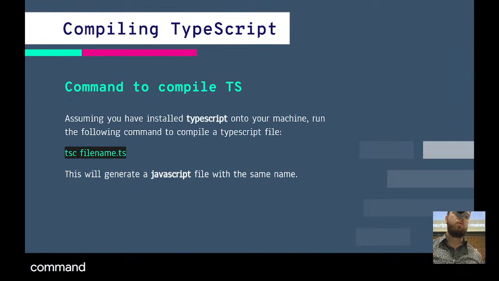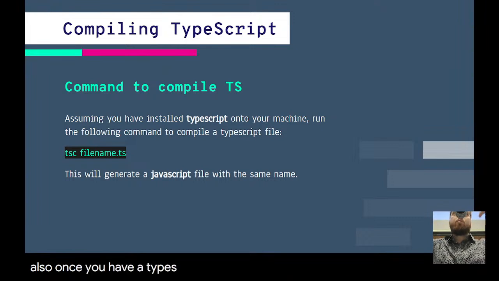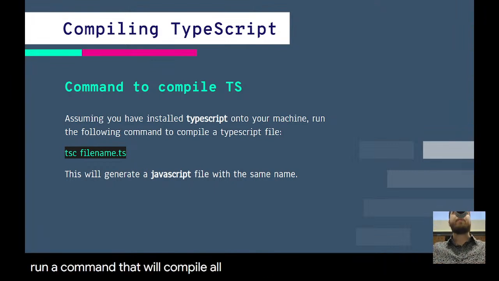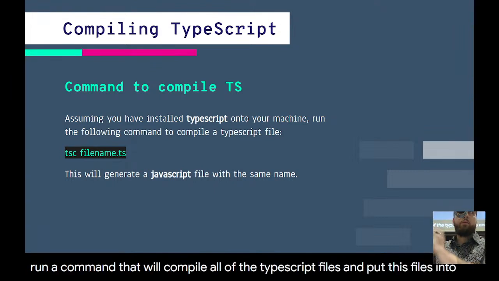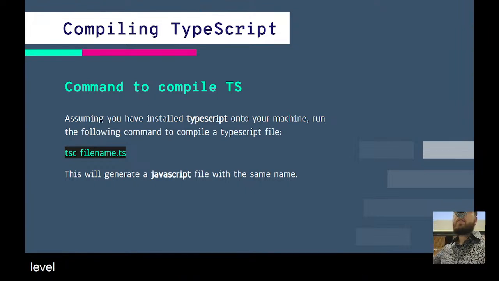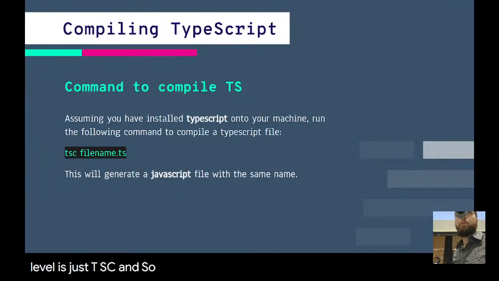So the command to compile TypeScript is tsc, which is, I guess, their reserved keyword, and then the file name, and that will compile that file. Once you have a TypeScript project set up, I believe you can also run a command that will compile all of the TypeScript files and put those files into a folder. And so there's more configuration that can happen, but at the base level, it's just tsc and then the file name that you're compiling. So before we talk about classes, I'll pause here for any questions.